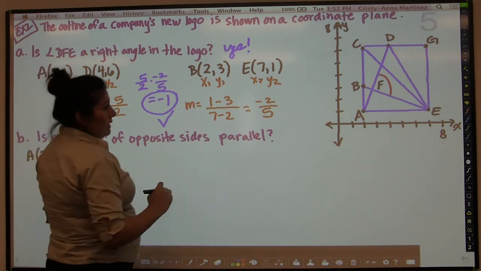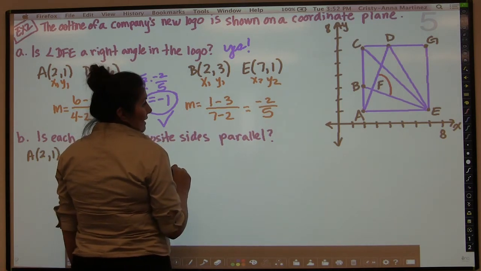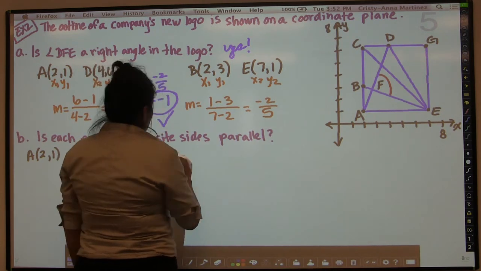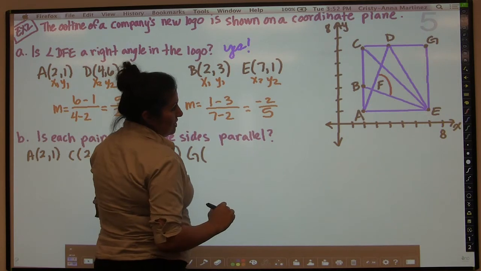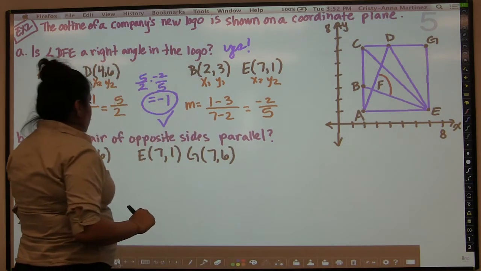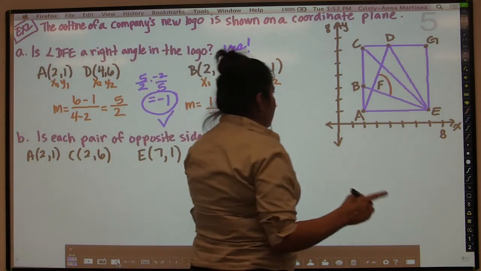And then we also need EG. So we need E, which is 7, 1. And we need G, which is 7, 6. Okay, so that's the first pair. And we have to do this again because we also have to do CG and AE.